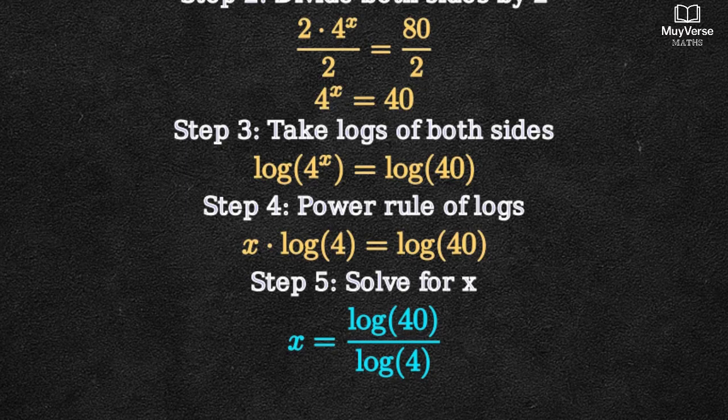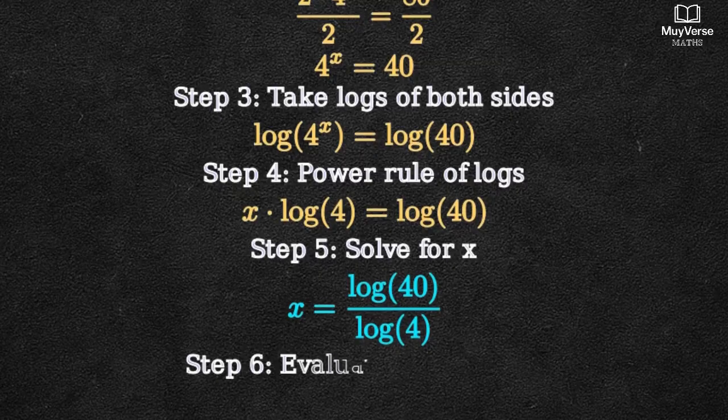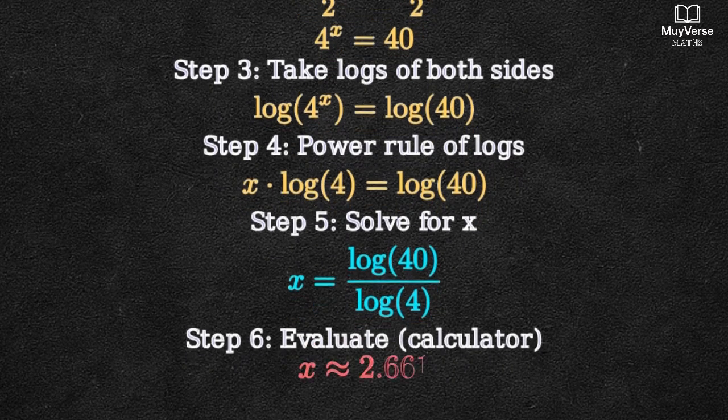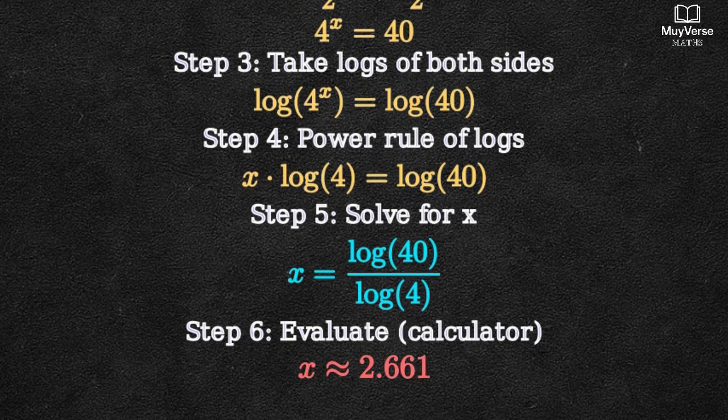Step 6. Compute the value. Using a calculator, log base 10 of 40 divided by log base 10 of 4 gives approximately 2.661. So x is about 2.661.